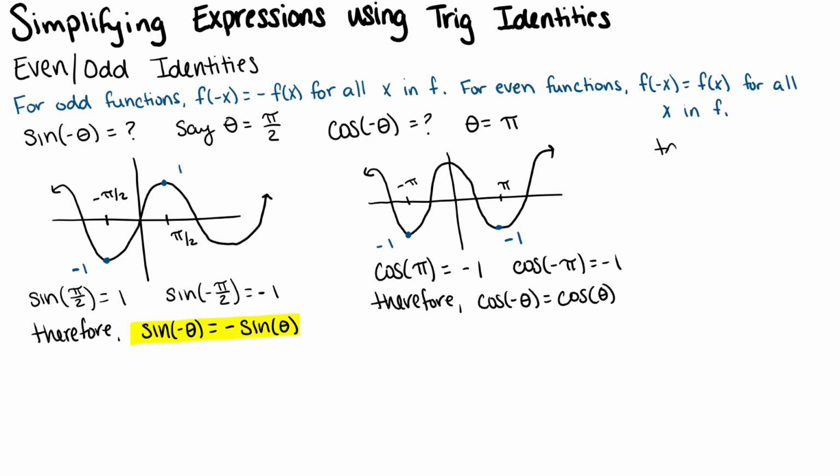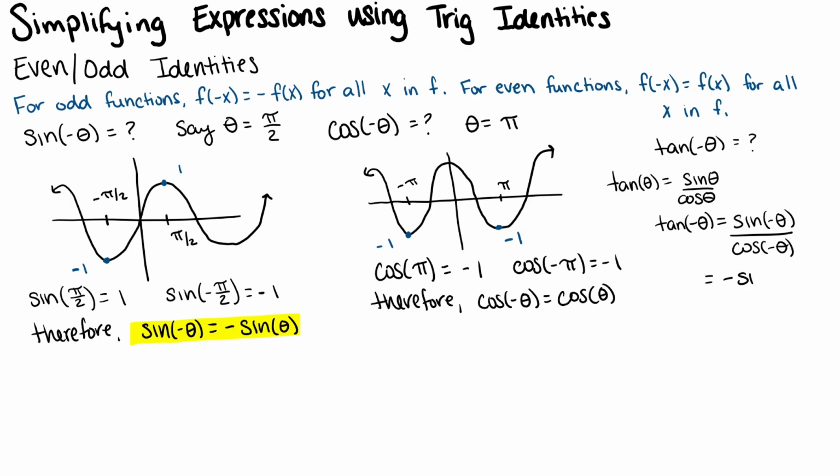So then what does this mean for the tangent of negative theta? Well, tangent is equal to sine over cosine. So the tangent of negative theta is going to be equal to the sine of negative theta over cosine of negative theta. And we just saw that the sine of negative theta is negative sine theta, and the cosine of negative theta is positive cosine theta. So negative over positive means that tangent of negative theta is equal to the negative tangent of theta.